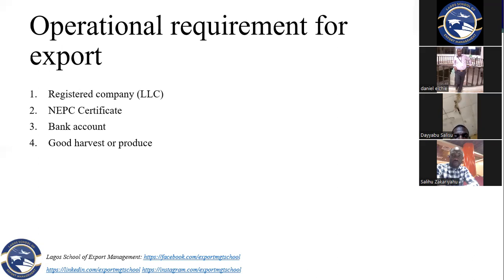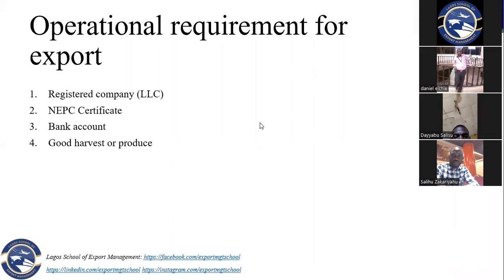So now, one, you need a registered company, a limited liability company, for you to set up this form of export directly from your farm. You need an NEPC certificate, which is Nigeria Export Promotion Council certificate. All these are things that I listed. You can do them online. You can do your CAC registration online. You can do your NEPC certificate online. Just go to the website, make payment and all that.